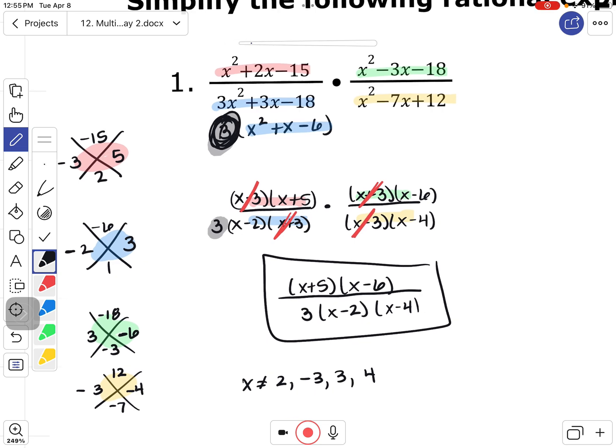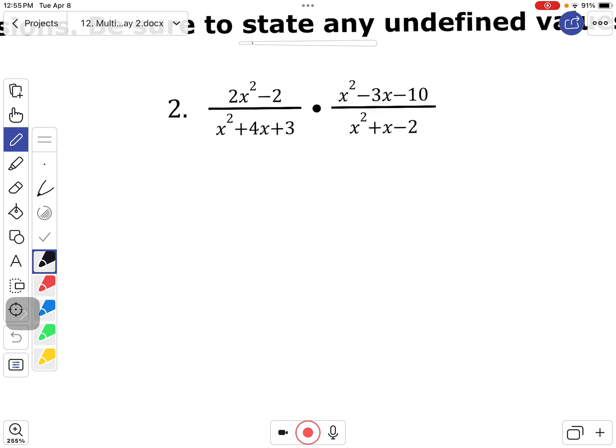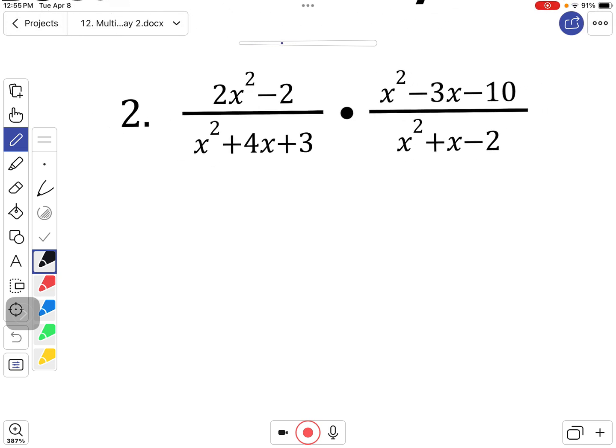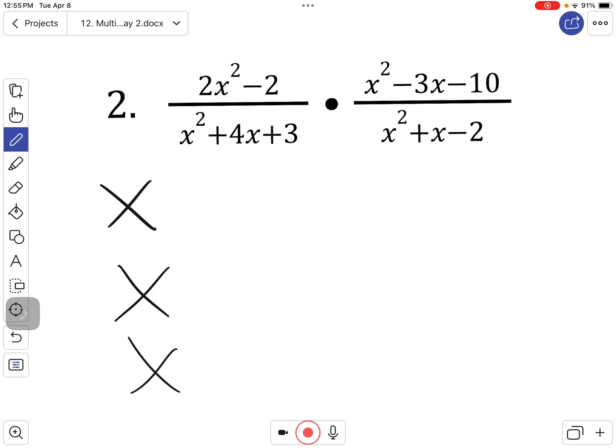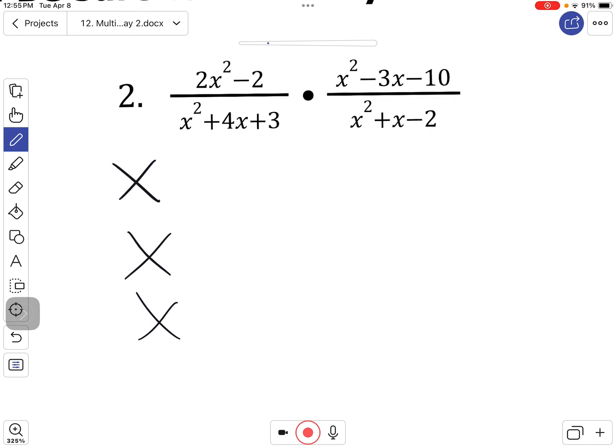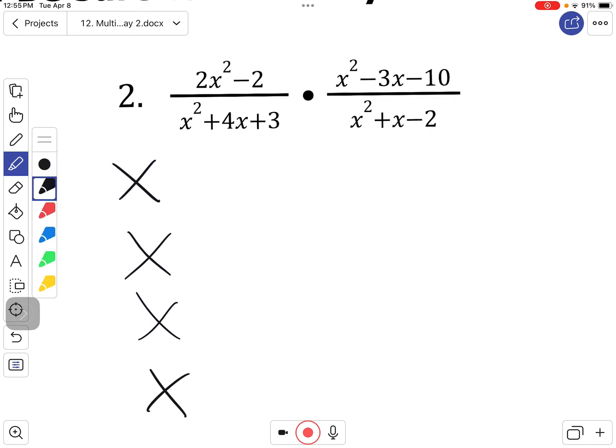Okay, let's try that same thing with number 2. Okay, the first thing I'm going to see, they all have squared. So again, I'm going to need 4 x's. We're going to do them the same. So I'm going to start, this one will be my red, this one will be my blue, this one will be my green, and this one will be my yellow.